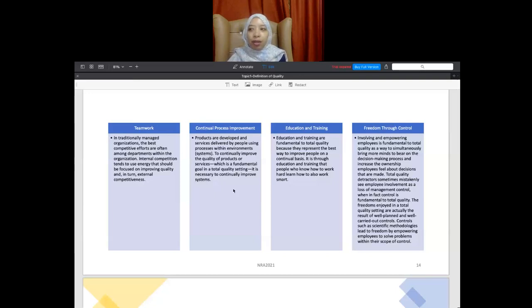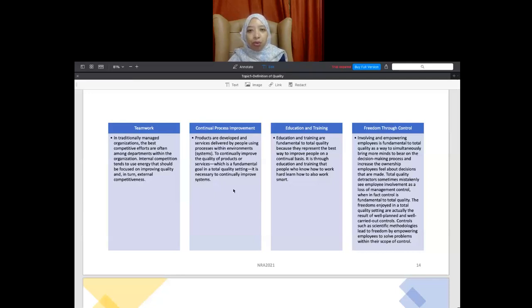Okay, and then education and training are fundamental to total quality, because they represent the best way to improve people on a continual basis. It is through education and training that people who know how to work hard learn how to also work smart. For example, as I told you just now, when we changed 100% from face-to-face learning to ODL learning, we must provide conducive ODL learning to the students and to the staff also, by conducting a webinar on how to use the internet platform and so on.